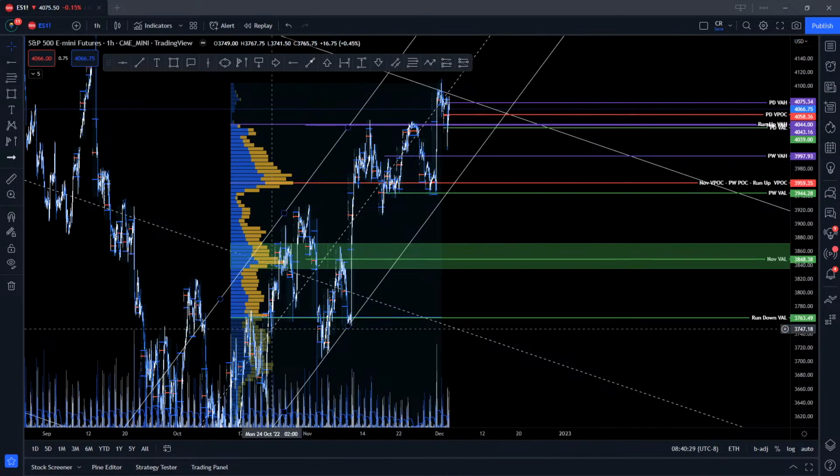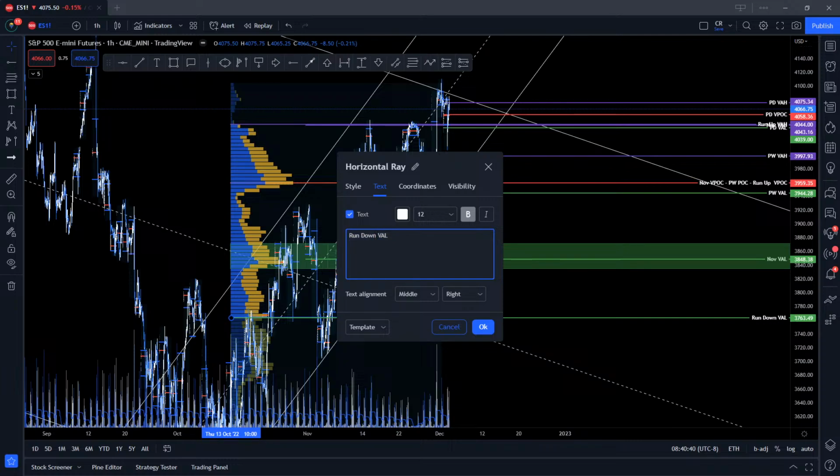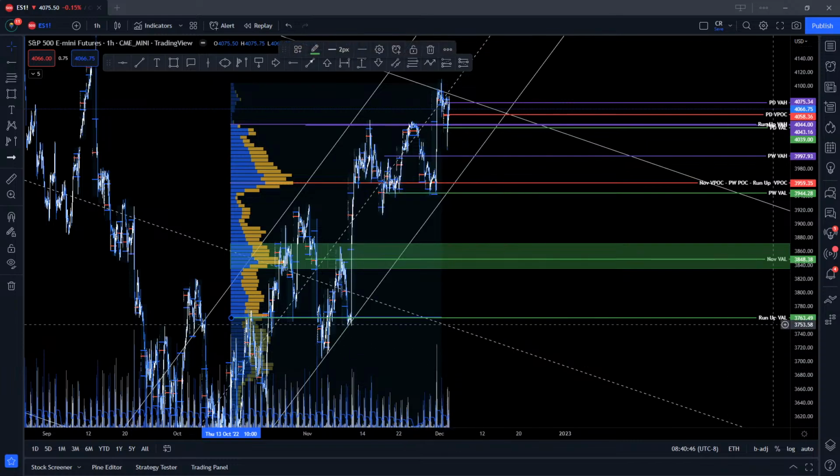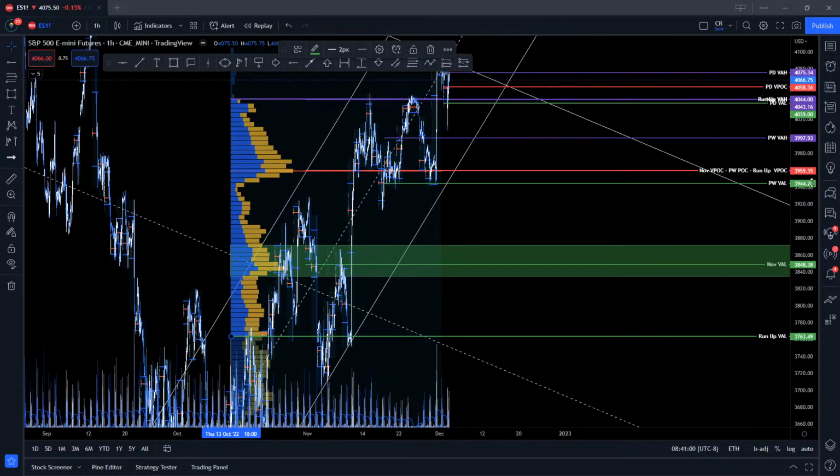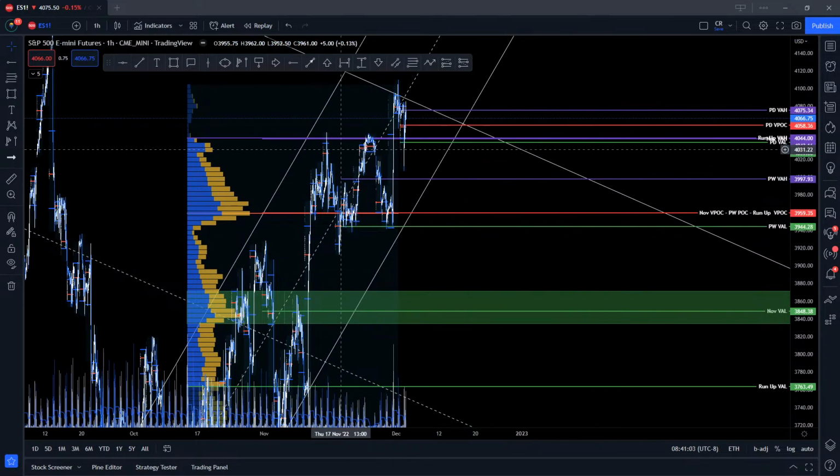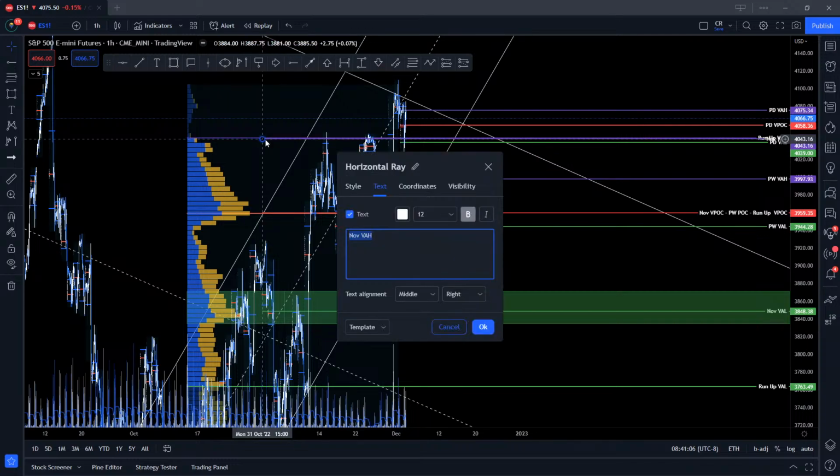So right now my value area low is going to be at 37.63 and 49 cents. Sorry, why did I say run down? This is run up. And the POC is again right there with November VPOC, so 39.59 and 35 cents. And then our run up value area high is at 40.44. It actually also lines up with the November value area high.